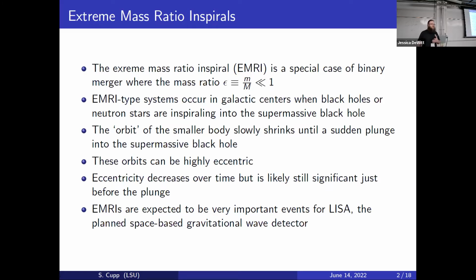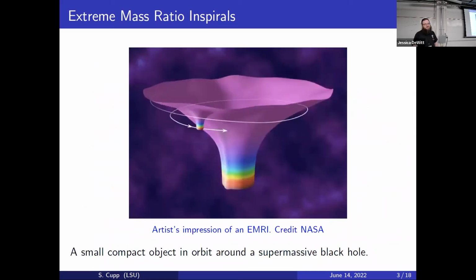Now, EMRIs are expected to be very important events for LISA, which is the planned space-based gravitational wave detector. So they're not in LIGO's detection band, but for LISA, they're going to be right in its expected band. So it's very important that we have simulation tools for EMRIs so that we have waveforms so that LISA can look at them, right? I mean, if we don't have the waveforms, there's going to be a problem. And so that's what the self-force community has been working towards, developing the codes necessary for these systems. And here's an artist picture from NASA of just how much bigger the central body is, right? There's the small one that's just orbiting around and slowly inspiraling into the central body.